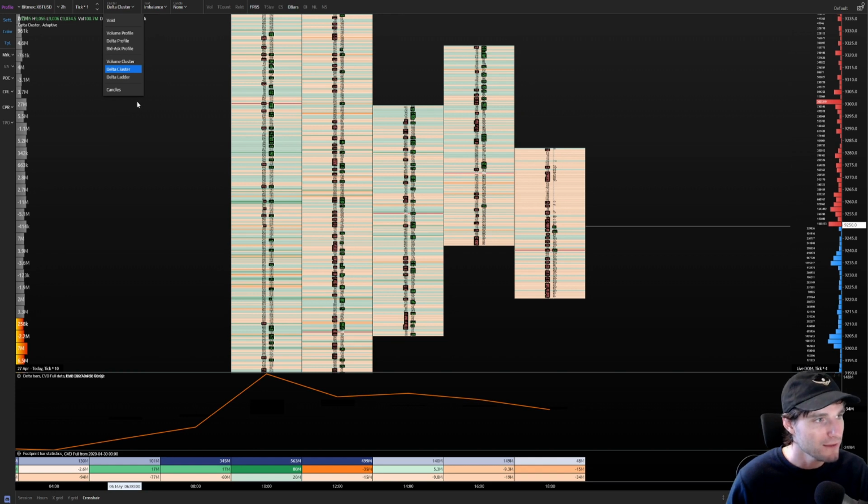So then your next section is the way that you look at the chart. Okay, so some of these are really similar, they just have fancy names. Your delta ladder, your delta cluster, your volume cluster, they're all essentially the same thing.